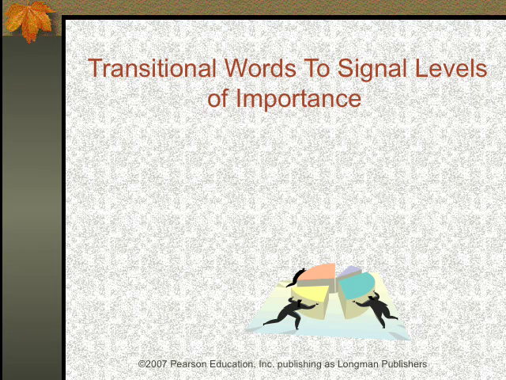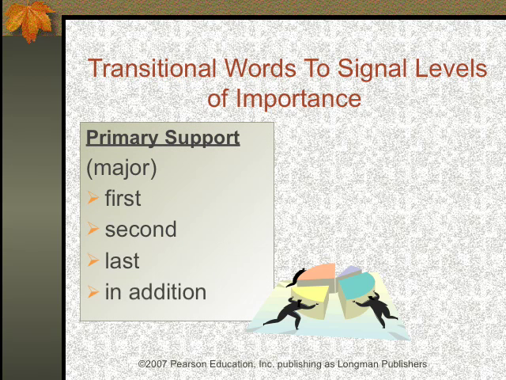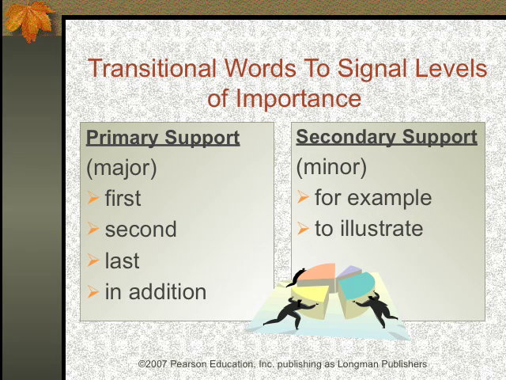Transitional words to signal levels of importance. There are words used that can let you know, I'm the main idea. I'm the major or minor detail. Look at me. Commonly for major details, you'll see first, second, last, or in addition. And commonly for minor details, you'll see for example, or to illustrate, because you're actually dissecting that major idea further. So this is an easy way to find those major and minors, and they happen all the time. If you're a good writer, you'll put this into your text to signal your reader where the major or minor details are.